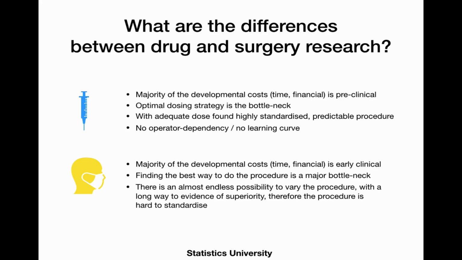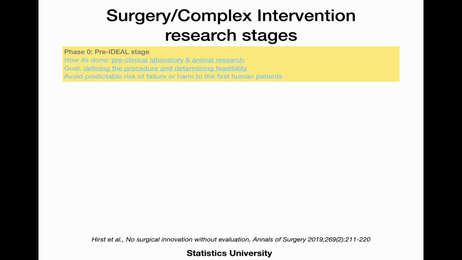In drug research, there is no operator dependency and no learning curve. Whereas in surgical research, most of the time, the therapy is highly operator dependent and there is an important learning curve to take into consideration. The first phase in the IDEAL recommendations is phase 0, which is actually the pre-IDEAL stage, where preclinical research is performed to define the procedure and determine its feasibility. And the goal here is to avoid predictable risk of failure or harm to the first human patients.